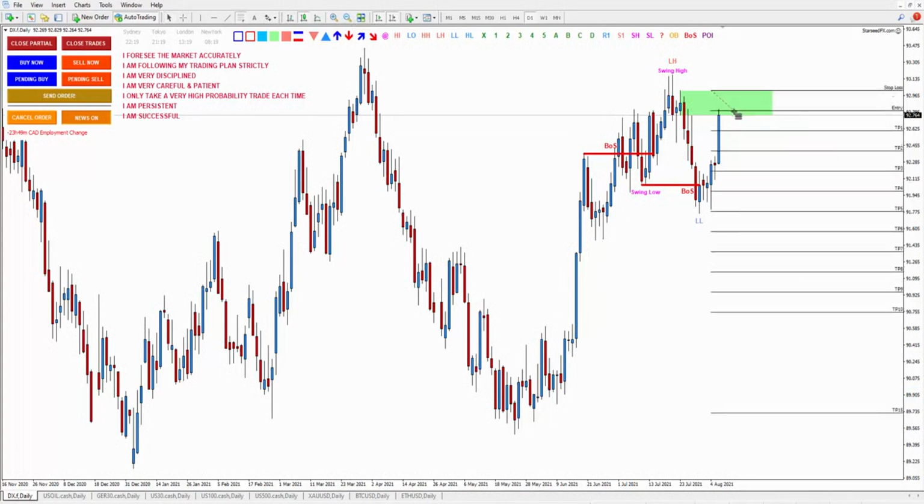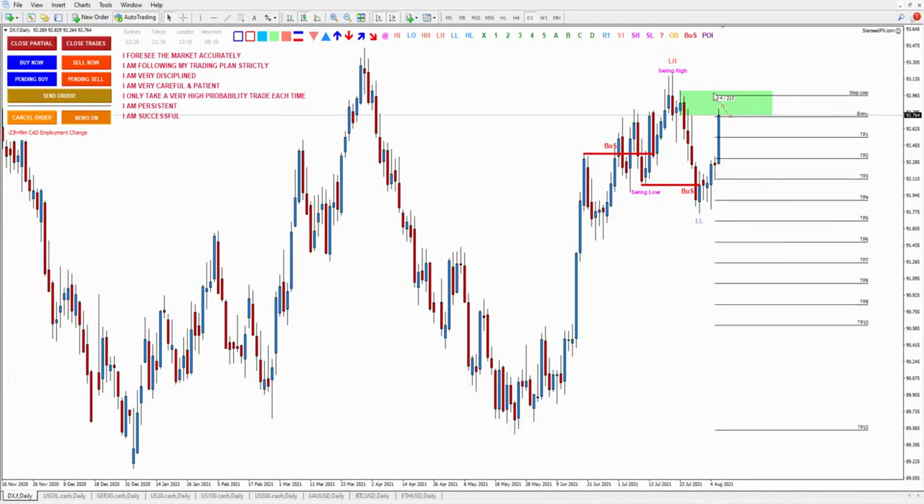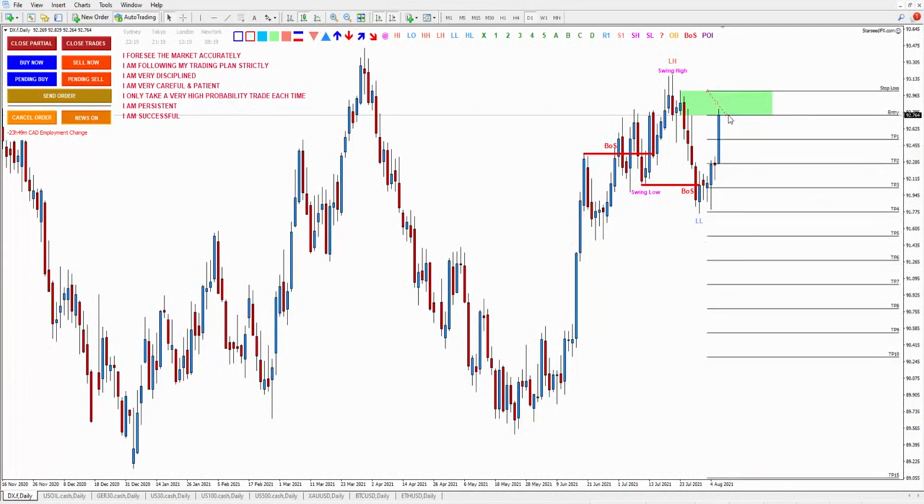So what you do, you just measure this one. You can put it on the whole candle or on 50%. Let's just start with the whole candle, okay? The whole order block candle here.